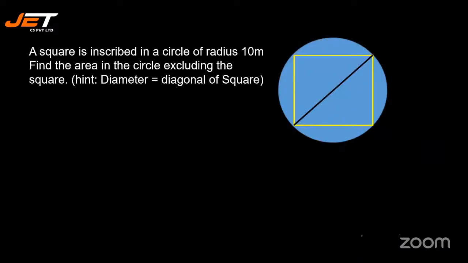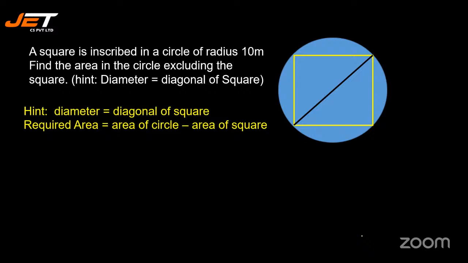In one last sum we have a square is inscribed in a circle of radius 10 meters. Find the area of the circle excluding the square. Right? I think the same. No, there the side was given. So here the radius is given, isn't it? So they've given a hint. Diameter is equal to diagonal of the square. So required area is area of circle minus area of square.